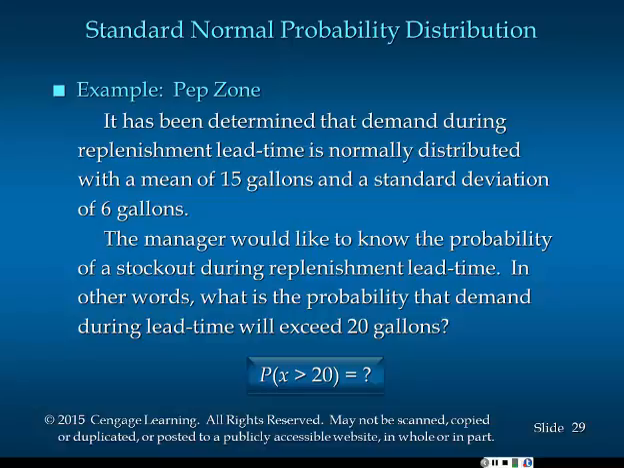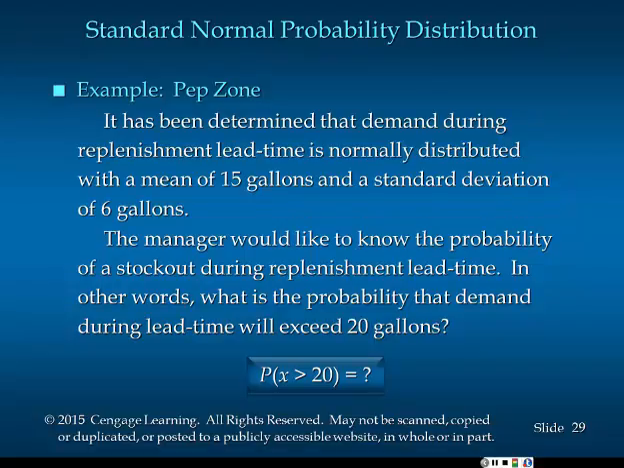So you know the mean, mu here, is 15. You know the standard deviation is 6. And what you want to know is whether or not x is going to be greater than 20. What we need to do is take this as our x, apply it to the z-score, and then we've got to go to a table.